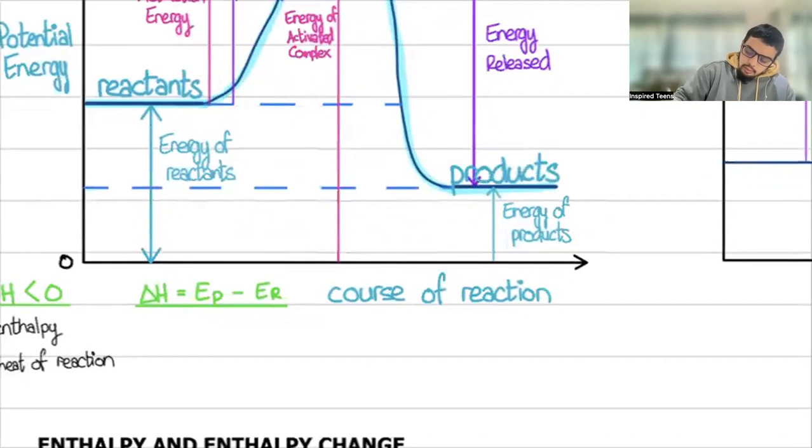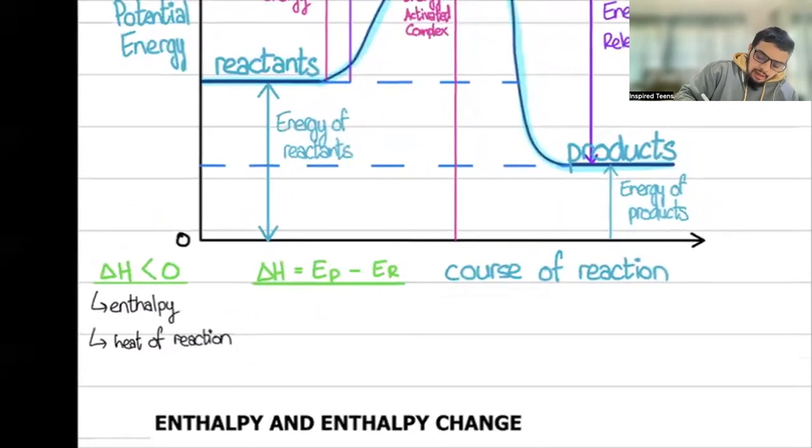In this case, we can see that the energy of the products is less than the energy of the reactants. So we're actually going to say smaller number minus bigger number, and that's why we're going to get a negative answer. That's why delta H is less than 0. Delta H is our enthalpy or heat of reaction. The set formula for delta H is EP minus ER, energy of products minus energy of reactants.